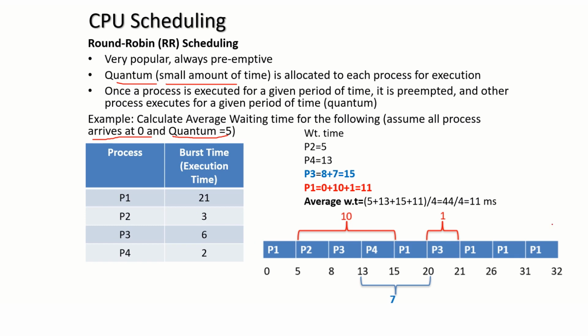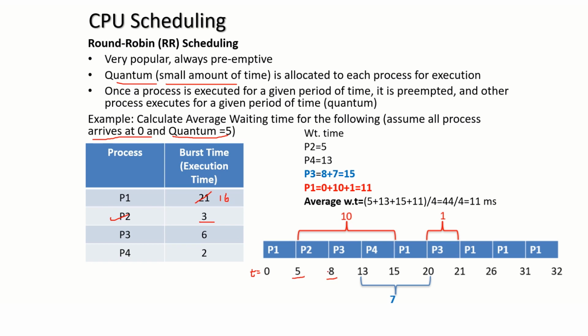So we'll draw the Gantt chart here. At t equal to 0, the first process, P1, will start executing. Since the quantum given is 5, at time t equal to 5, P2 will be scheduled, and 21 minus 5 becomes 16 milliseconds still remaining in P1. P2 has 3 milliseconds, so 5 plus 3 becomes 8. So at time t equal to 8, P2 has completed its execution.